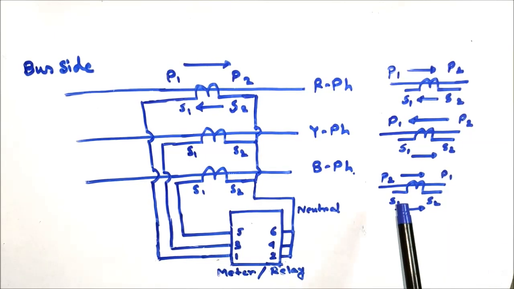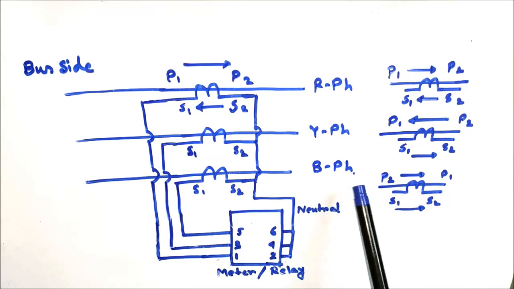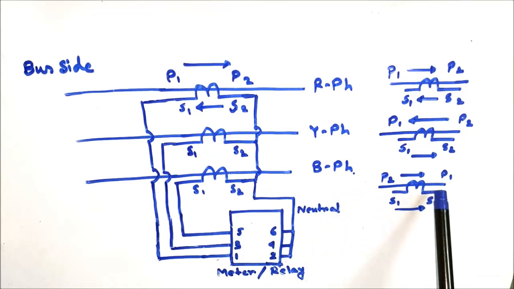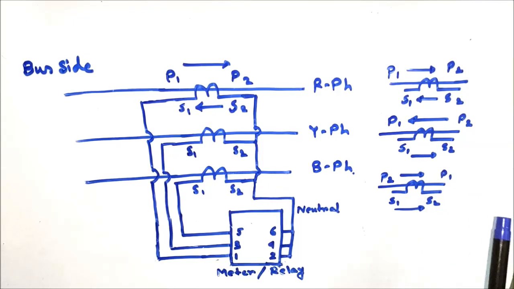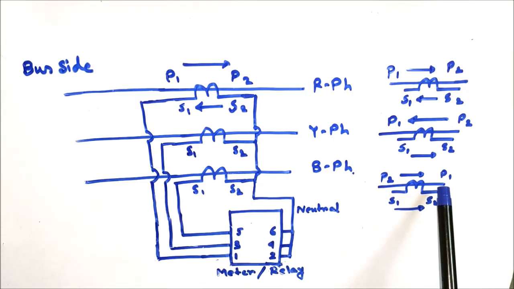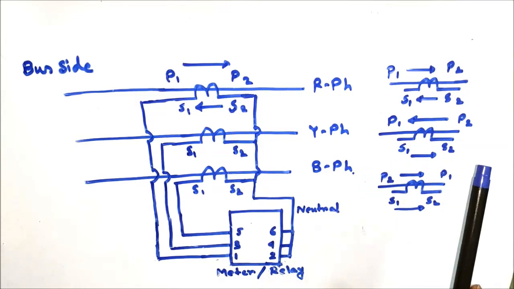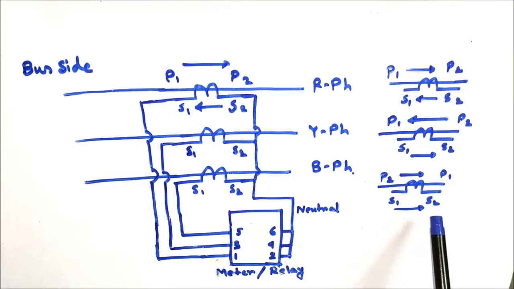Now, what is the reverse polarity? That is, P2 is connected towards the bus side and P1 is connected towards the load side, or towards the transformer side for a transformer CT. So current is flowing from P2 to P1 direction instead of P1 to P2 direction as earlier. Due to this polarity reverse, the current will flow in the secondary side from S1 to S2 direction.